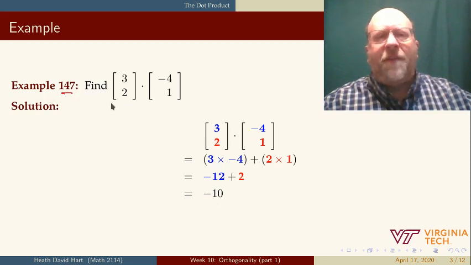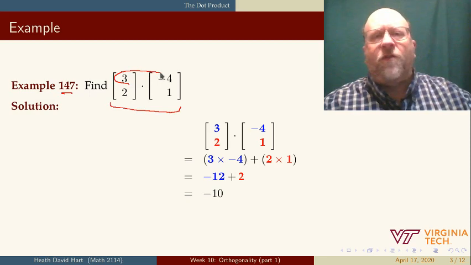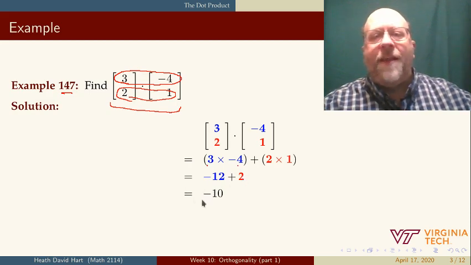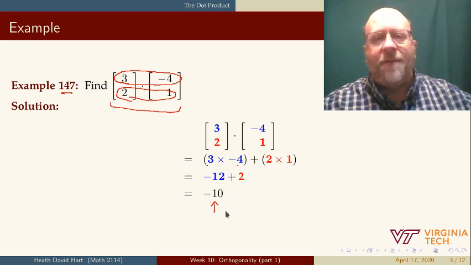Example 147. Let's find the dot product of these two vectors. What I'll do is I'll take the x coordinates and I'll multiply them together. 3 times -4 gives me a -12. Then I'll take the y coordinates, I'll multiply them together. 2 times 1, that gives me a +2. And then I add them together to get a grand total. The grand total is -10. This is a dot product of the two vectors.